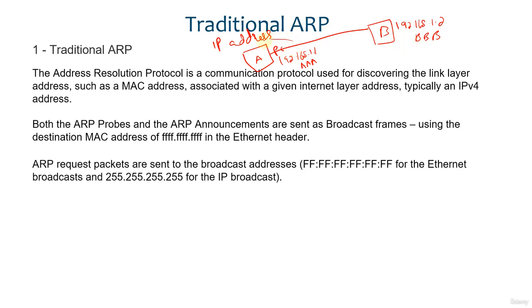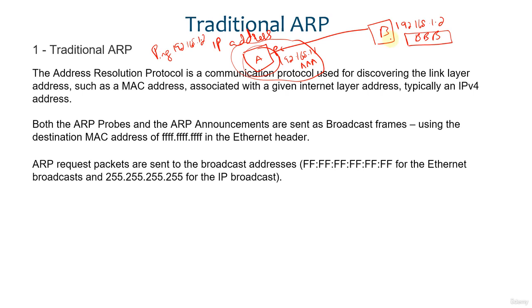But how on earth is this computer going to know about the MAC address of computer B? It doesn't know it, but we are going to ping. Let's suppose computer A tries to ping the host 192.168.1.2. It knows the logical addressing, but still this computer does not have any knowledge about the MAC address of computer B.